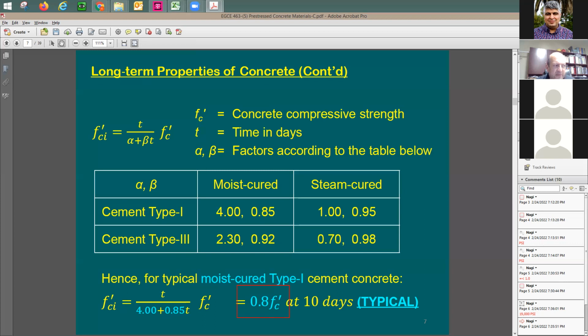You cannot really stay with this 80% at the time of pre-stressing, and you may need to change to steam cured or maybe change to cement type 3 or maybe both of them. It's going to be up to you. So I want you to keep this in mind. Usually we take f'ci to be 80% of f'c, and this means that you need to wait 10 days once you cast the concrete to do your pre-stressing. This is going to be the message.